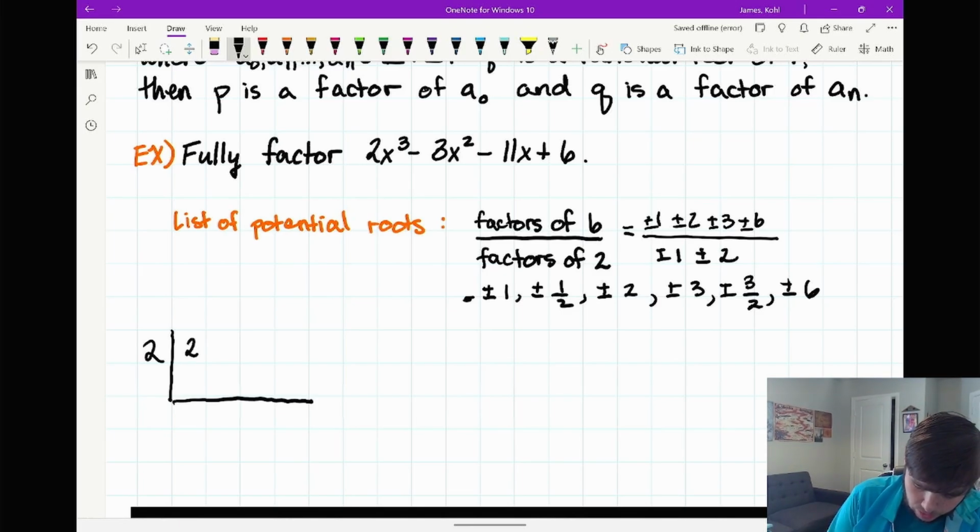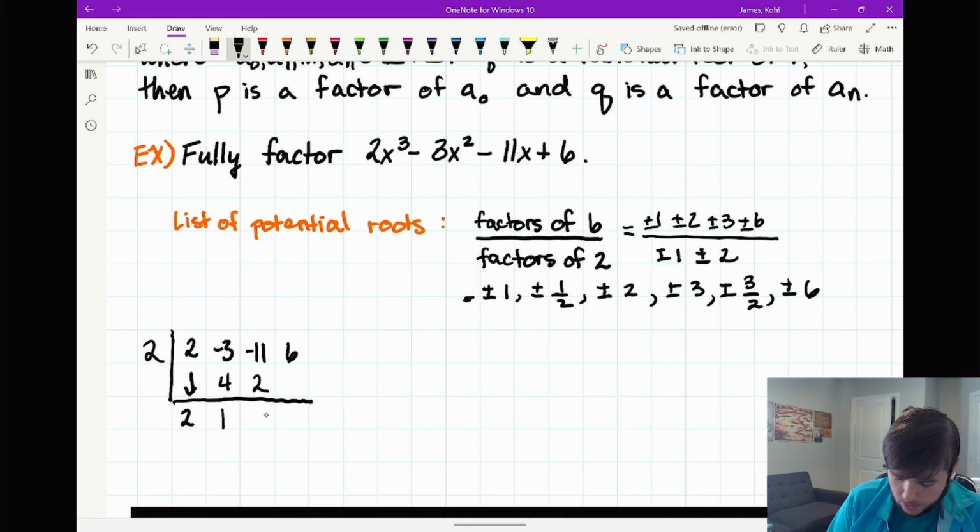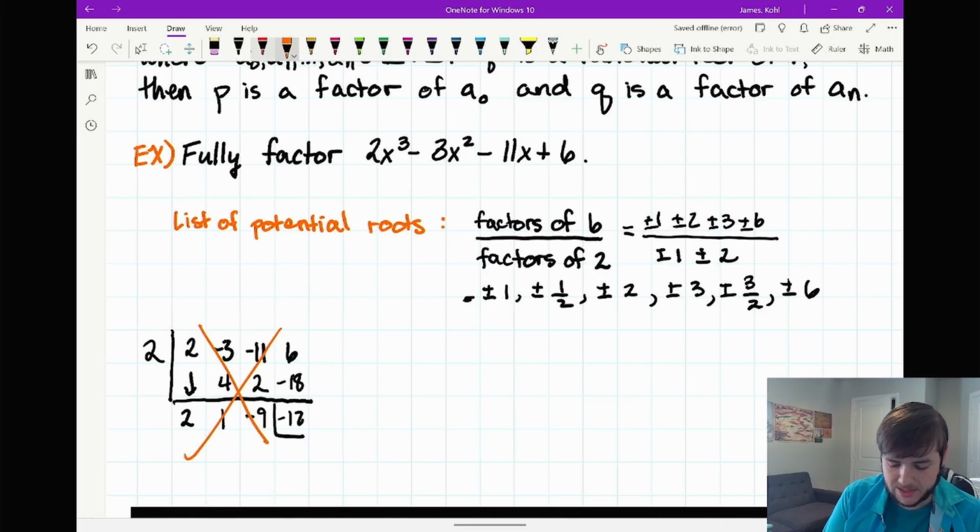So I'll write 2, minus 3, minus 11, 6, and I'll bring the 2 down. 2 times 2 is 4, add down to get 1. 2 times 1 is 2, add down to get minus 9. 2 times negative 9 is negative 18. Add down to get negative 12. Uh-oh, that one is not a factor because I didn't get a remainder of 0.